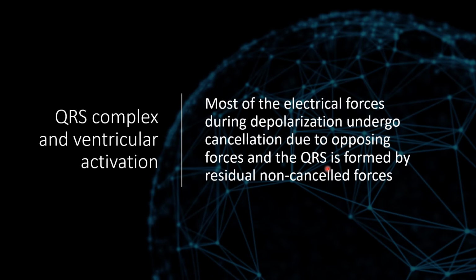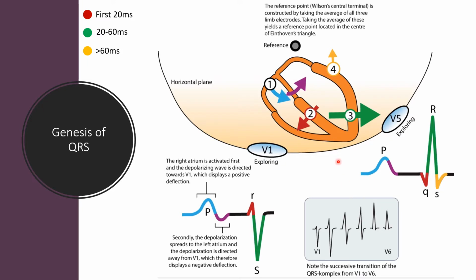And the QRS complex is therefore formed by the residual of the non-cancelled forces. So we're going to see this in the next figure. To understand the voltage criteria for left ventricular hypertrophy, you need to understand the formation of the QRS complex in the precordial leads. If you look at the QRS complex, it basically consists of three parts. The first part, which is denoted here by this red arrow, is the septal depolarization, and as you can see here, it happens within the first 20 milliseconds of the onset of the QRS complex.